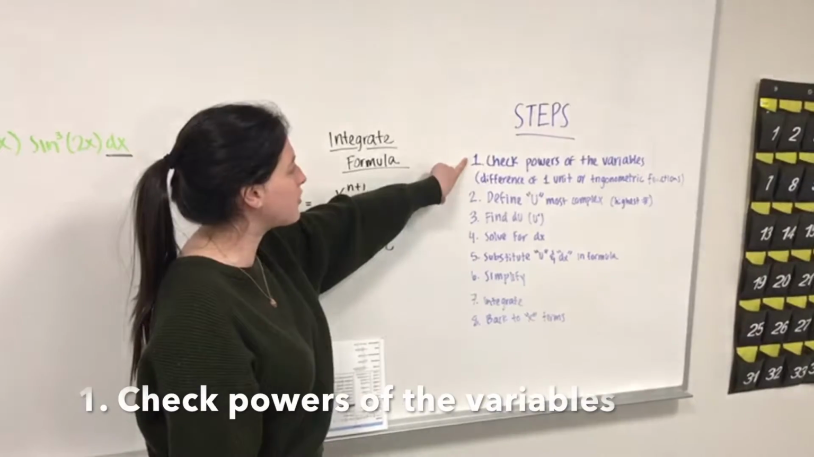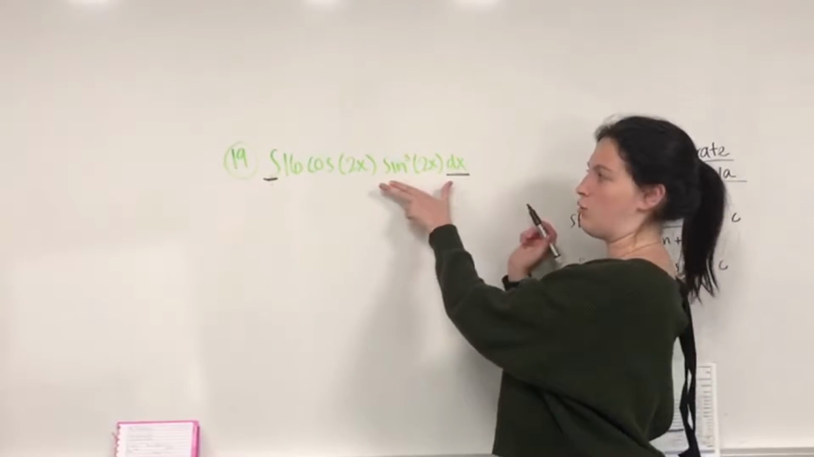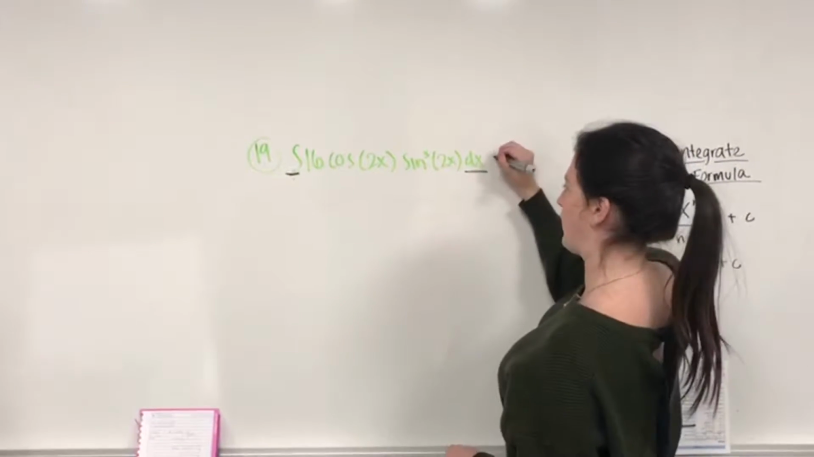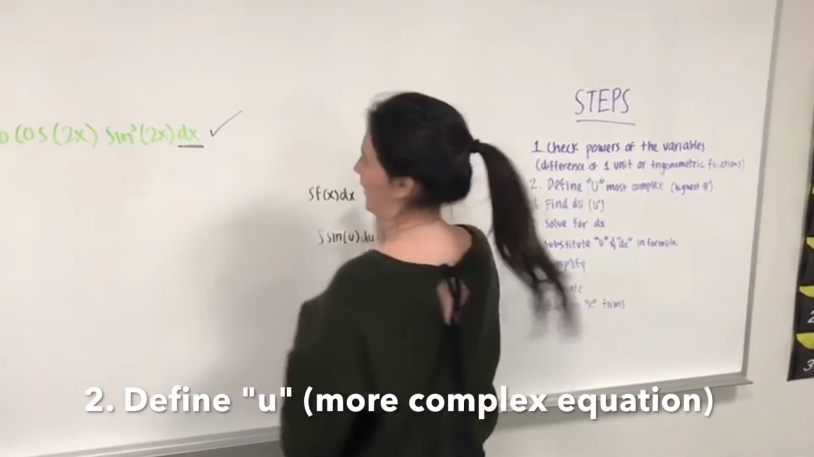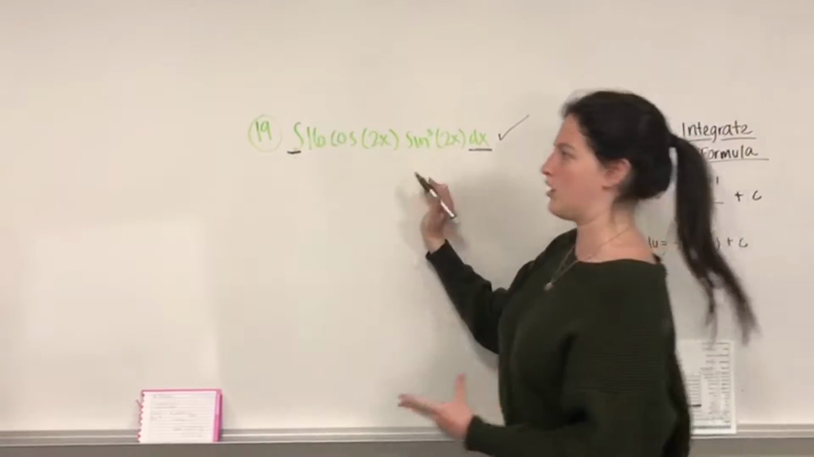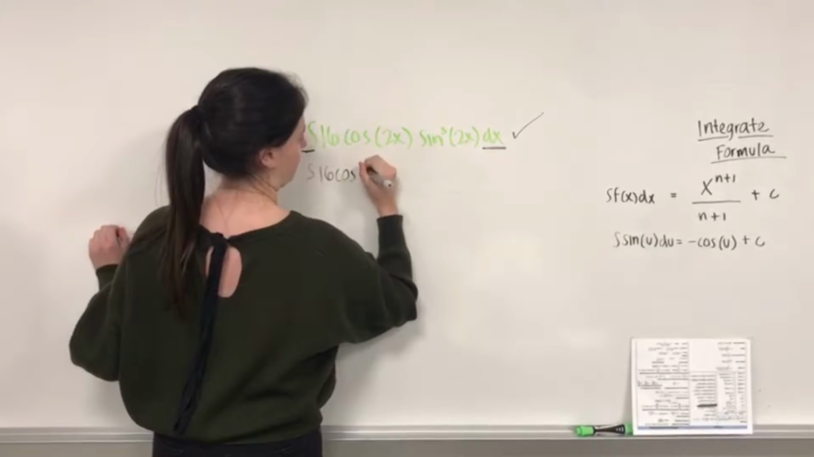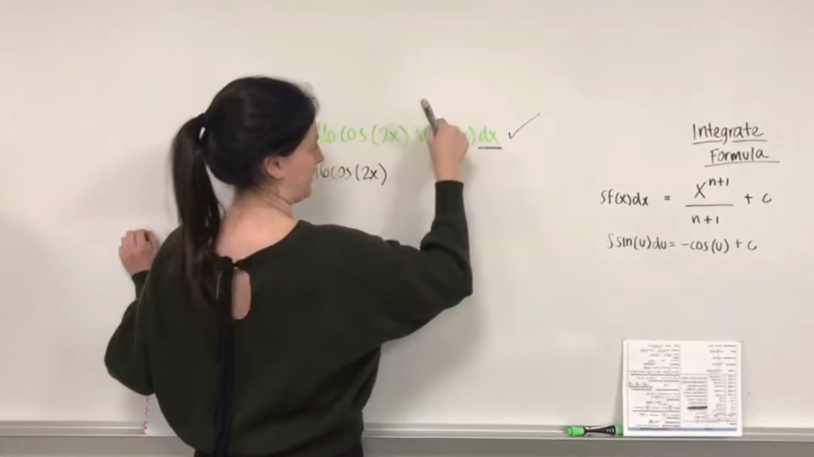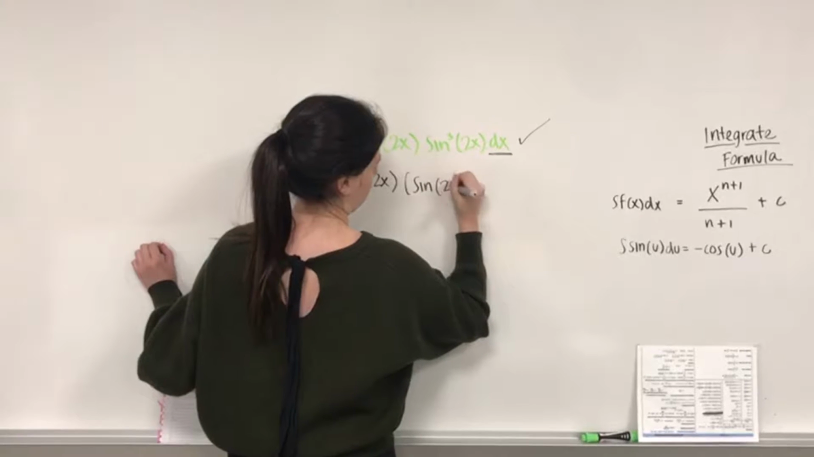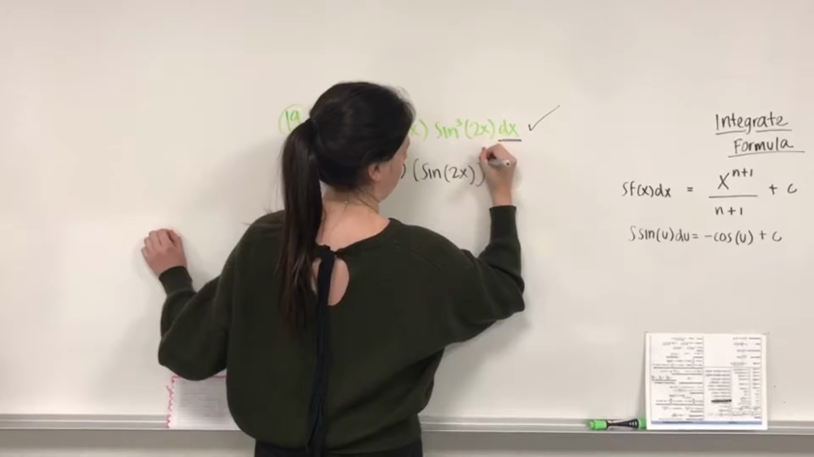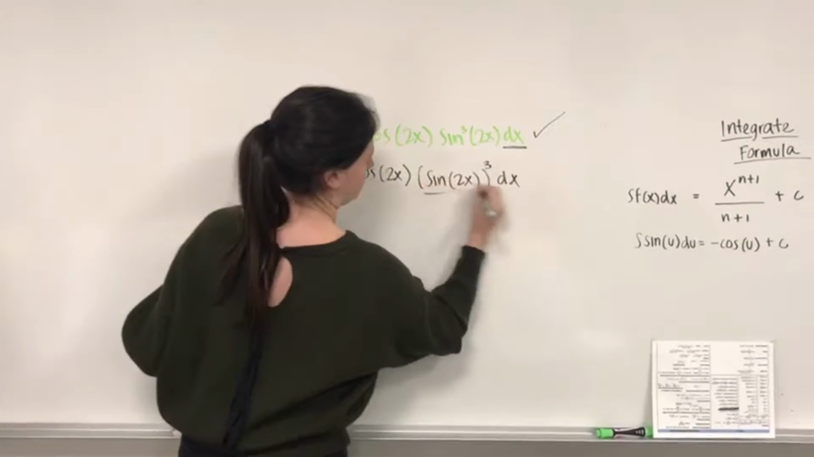Number 1, check powers of the variables differing by 1 unit, or trigonometric functions. As you can see, we have 2 trigonometric functions, so step 1, done. Step 2, define u, which is the most complex and the highest part of the equation. We're gonna change it to make it easier to look at. We're just gonna rewrite the equation by making these a parenthesis, which is basic algebra. 2x over 3. As you can see, this is the most complex part, so this would be my u.